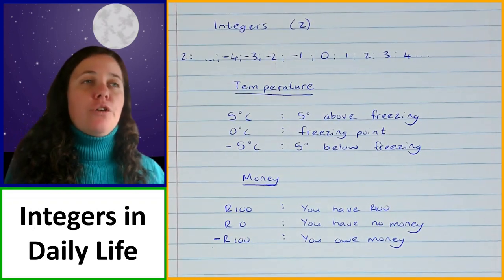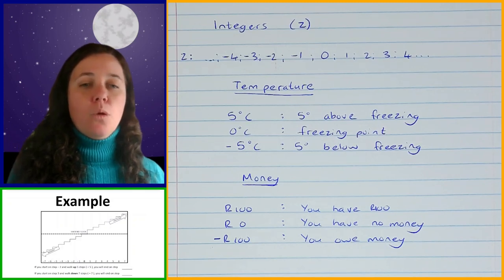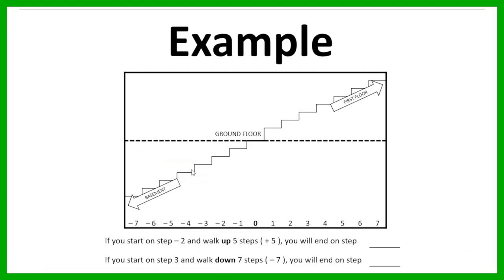Okay, now we're going to have a look at an example where in this picture over here, you can see that you've got some steps. Here we've got the ground floor. As you walk up the steps, you are walking up towards the first floor. And as you walk down the steps, you are walking towards the basement. Okay, so over here, we are going to see if you start on different steps, where you end up depending on what direction you're walking. But let's have a look at this.